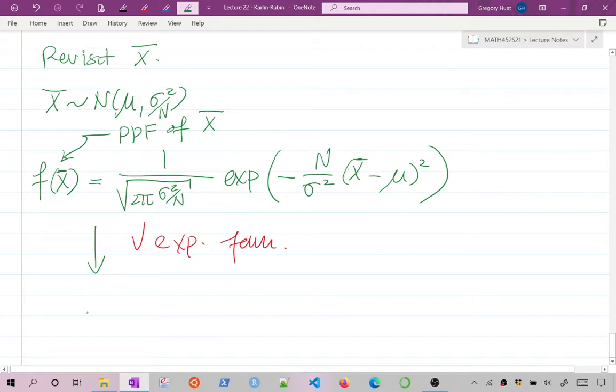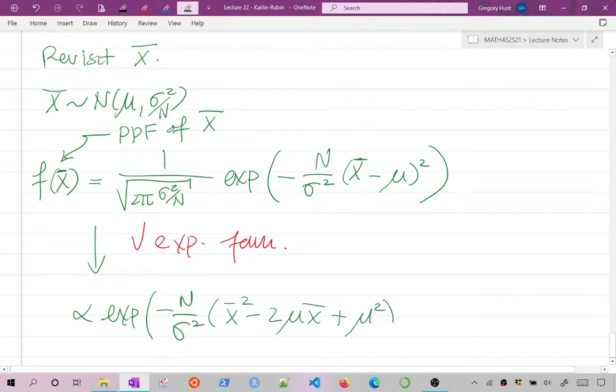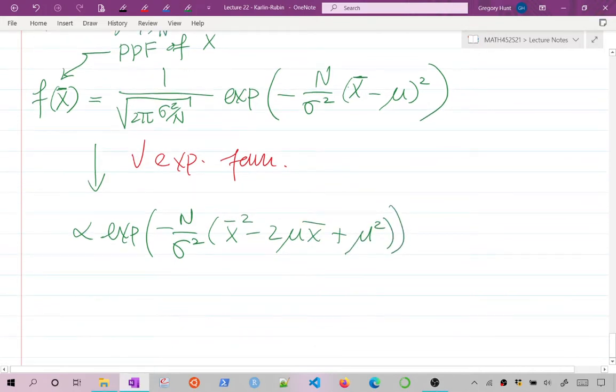So let's expand this out. The constant up front, which doesn't depend on mu or x, we just don't really care about. It's proportional to the exponential of negative n, let's tediously do this out, x bar squared minus 2 mu x bar plus mu squared. And anything that doesn't depend on mu or x bar, I guess everything here does, right? So can we get rid of anything? Well, we don't really care about the mu.